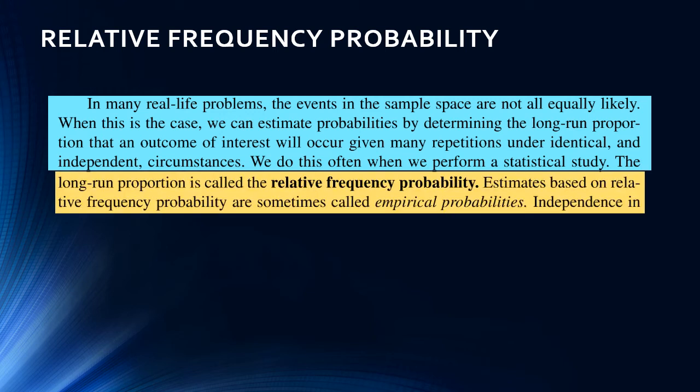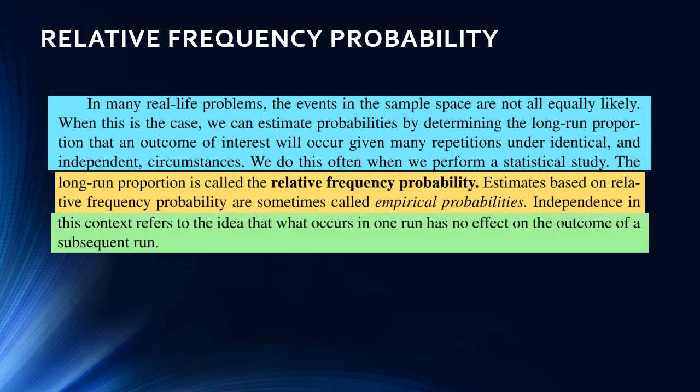The long-run proportion is called the relative frequency probability. Estimates based on relative frequency probability are sometimes called empirical probabilities. Independence in this context refers to the idea that what occurs in one run has no effect on the outcome of a subsequent run.